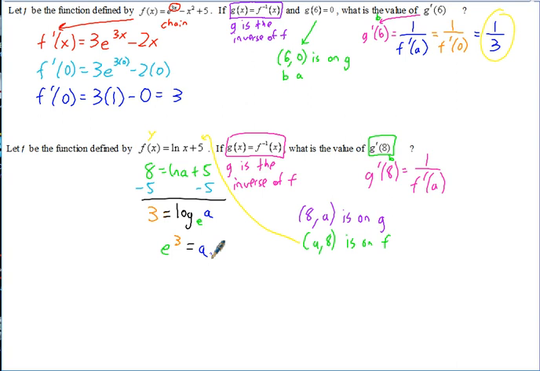So that's good. So now we can write, okay, well, we know this is 1 over f prime of e cubed. I know what a is. But we still need f prime of e cubed now, right? So we have to take the derivative of this.